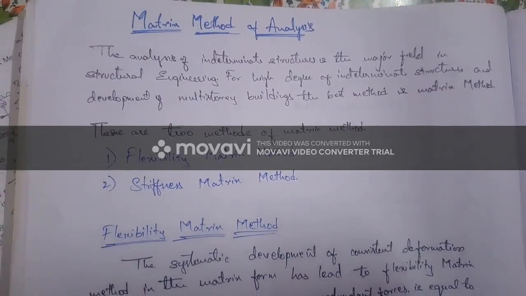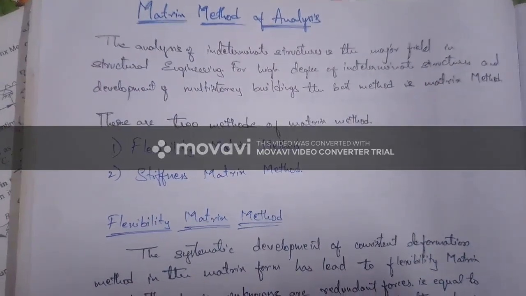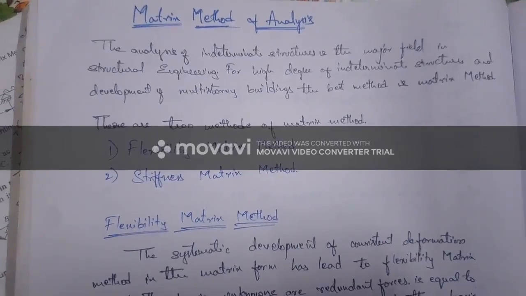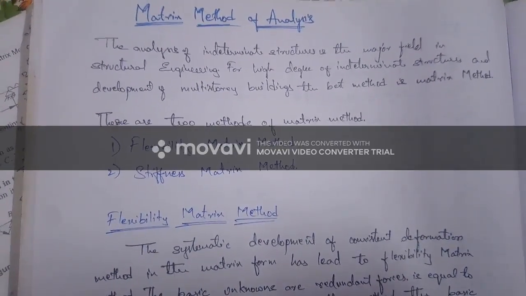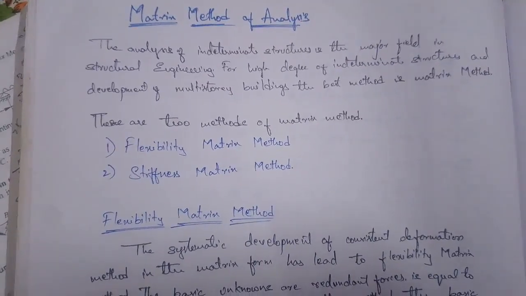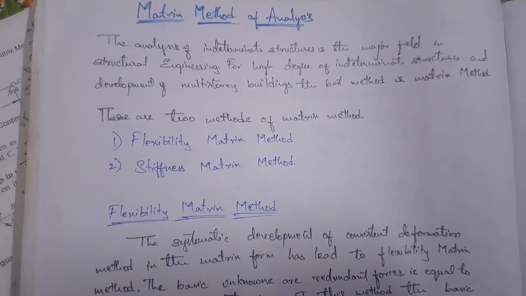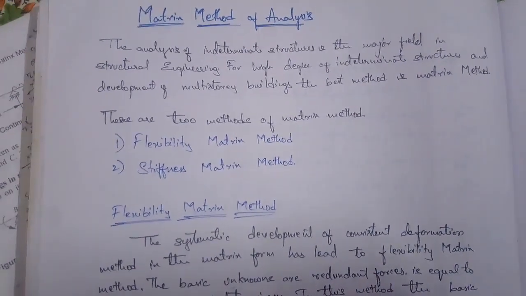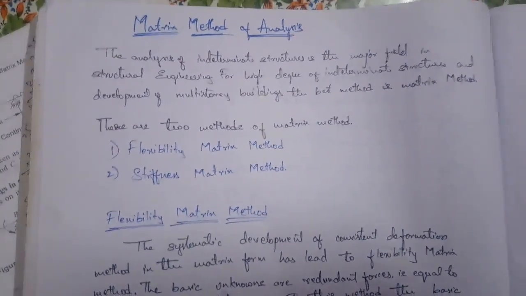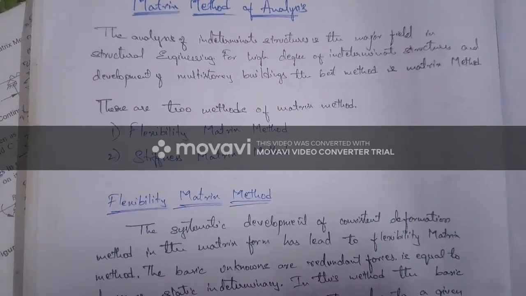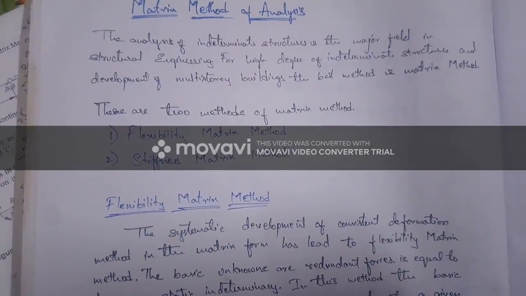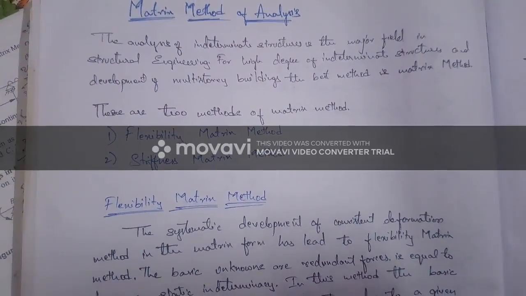Matrix method of structure analysis. Now we are dealing with a basic introduction about the matrix method of structure analysis, as we have discussed previously in the class. But once again we are going through the concept. So in matrix method we have two methods of analysis: one is the flexibility matrix method and the next one is the stiffness matrix method.